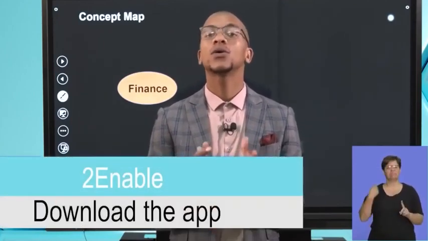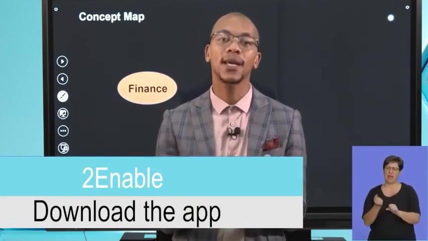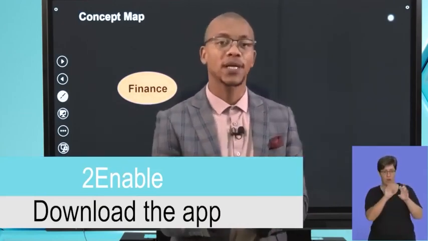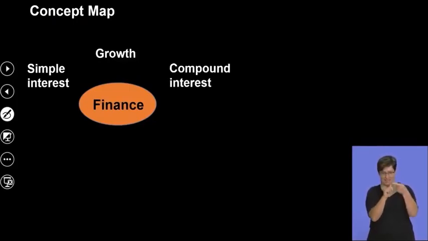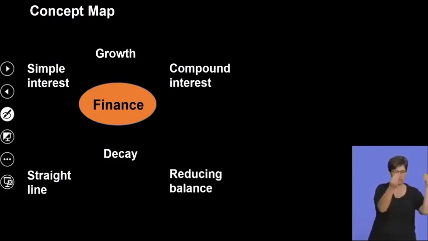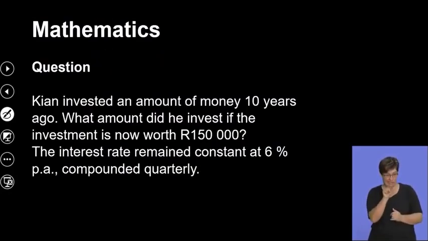So guys, we've been busy with some compound growth and also with nominal and effective interest rates. So let's do a quick recap and then do some questions to put everything we've done so far into perspective. Remember, our big idea is finance. We looked at growth, then simple interest and compound interest. We also looked at decay, which has two branches, straight line and reducing balance. The main idea for this particular lesson has been compound interest.